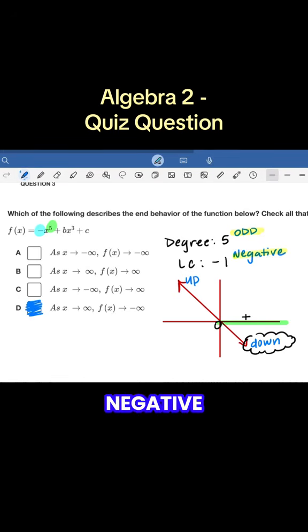Now let's talk about negative infinity. So as we are going to the left of 0, so I'm going to go to the left this time. So here are my negatives. Notice that this end is going up. So now I'm looking for negative infinity and then up. So here we go. My answer for this is going to be C and D.